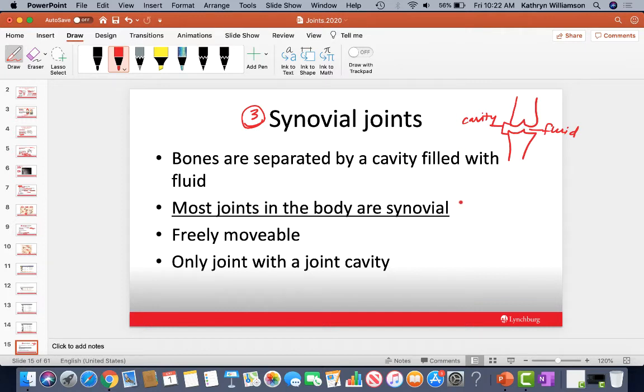Most joints in the body are synovial. Synovial joints tend to be freely movable, so they're going to be diarthrotic. I always tell my students, when in doubt, synovial diarthrotic joints, because those are the most numerous in the body. And synovial joints are the only joints with a joint cavity. They're the only ones that have that space in between.